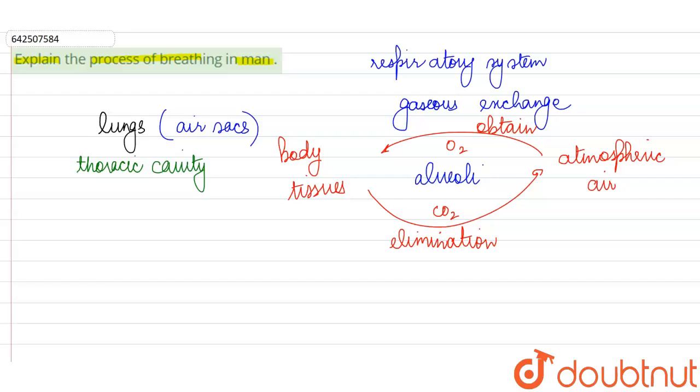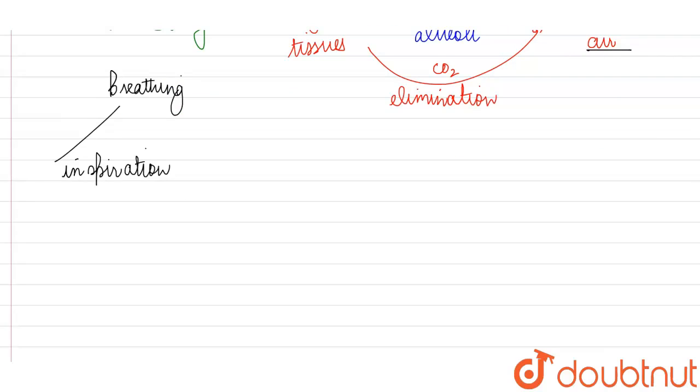And before we can carry out this gaseous exchange, we need this atmospheric air to enter our lungs, and this is done with the help of a process called breathing. Now, breathing can be divided into two parts. On the one hand, we have inspiration. We can also call it inhalation, and it is the part of breathing where we are taking in the atmospheric air, whereas on the other side we have expiration, which is also known as exhalation, and here we are expelling the air from our lungs after we have obtained oxygen from it.